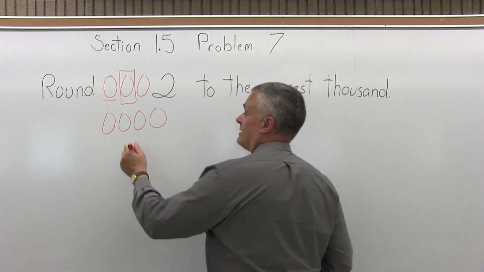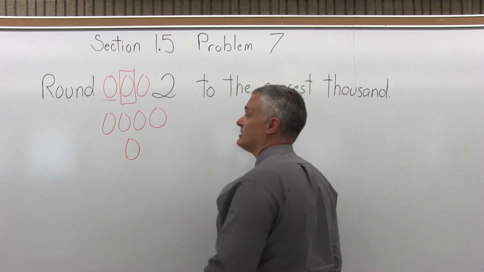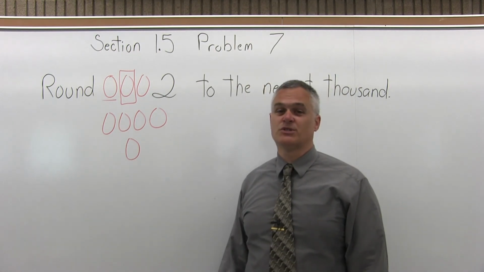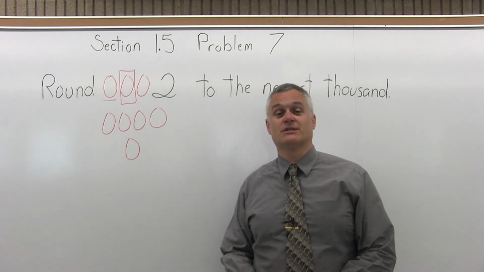So 2 rounded to the nearest thousand is 0000, which you can more simply just write as 0. So 2 rounded to the nearest thousand is 0.